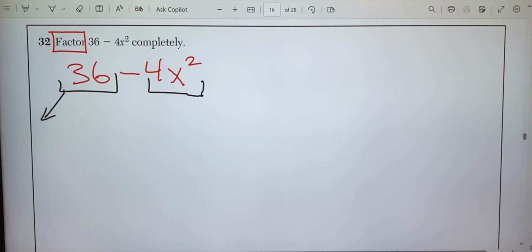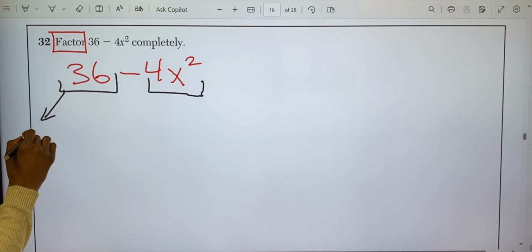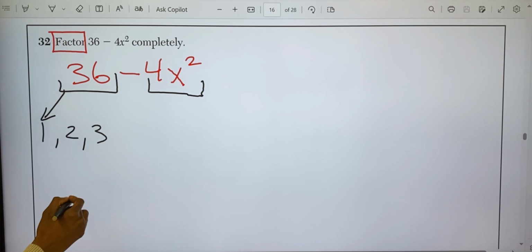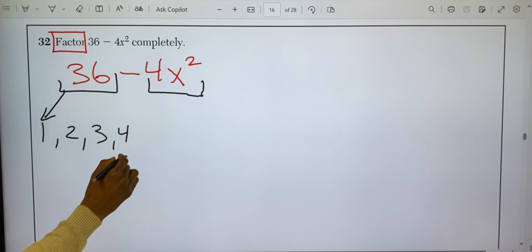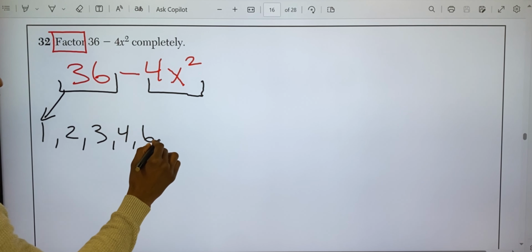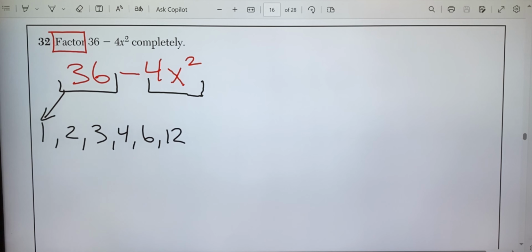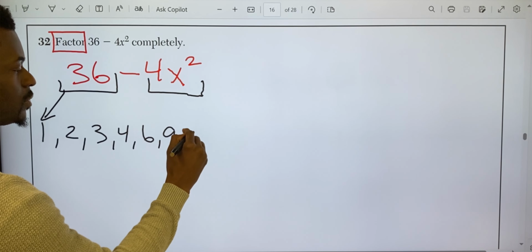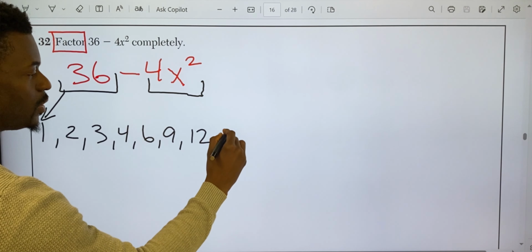So what's the first number you think of that can go into 36 evenly? 6. 6 will be 1. So I'm going to start lower than that first. So I'll go 1, 2, 3, 4 goes into it evenly. 6 goes. Anything else? 12. And so forth. 9 would be another one. Let me throw 9 in before 12. And then 36 itself.